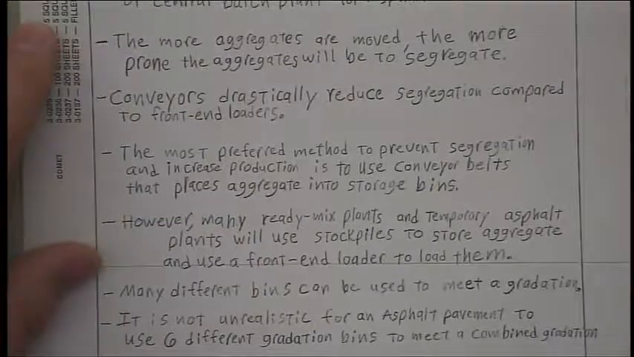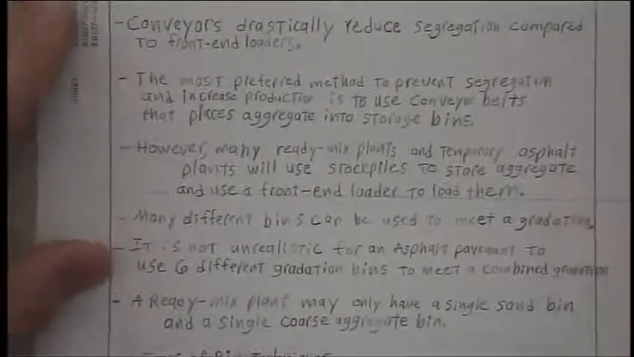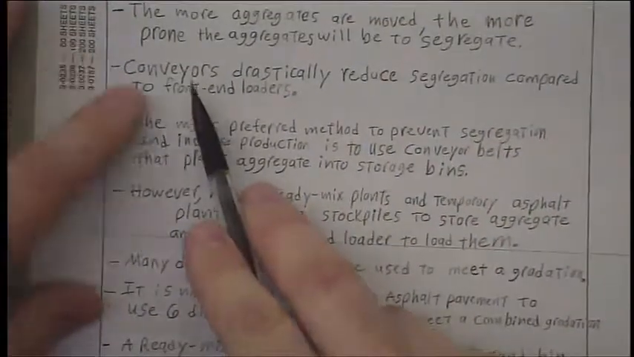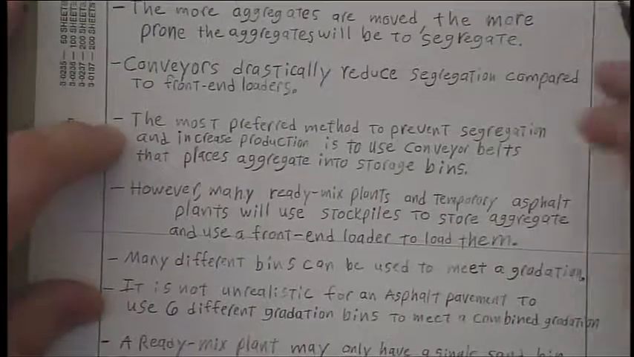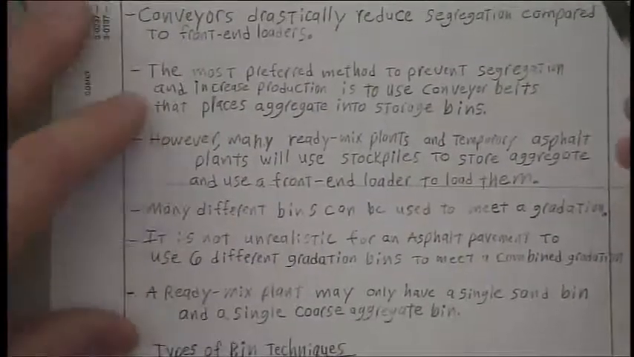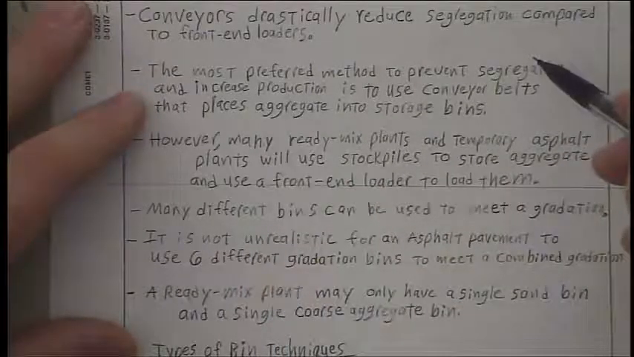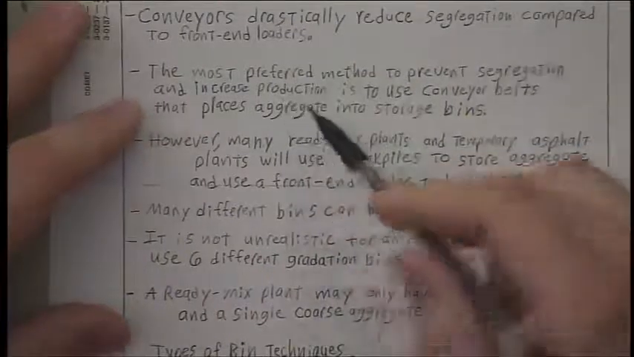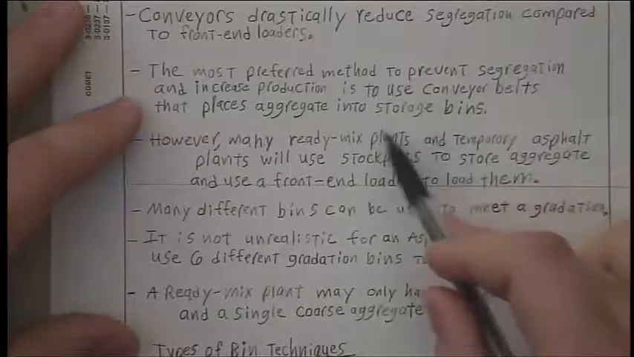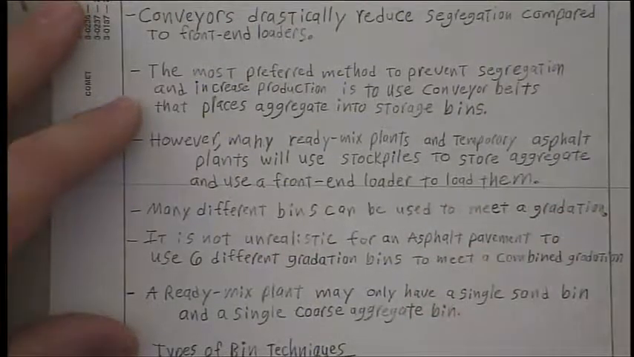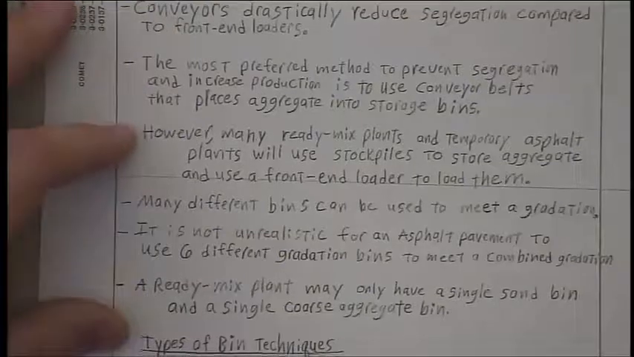The more you move your aggregate, the more it's going to be prone to segregate, so the more the gradation is going to change. Conveyor belts, not everybody uses these. They use front-end loaders, but conveyors can drastically reduce your segregation in general. So it's important to understand that you want to reduce your segregation and increase your production and use a conveyor belt, because it's always good to store it in a bin. That's the most preferred method out there, using bins and a conveyor belt when you're loading everything.